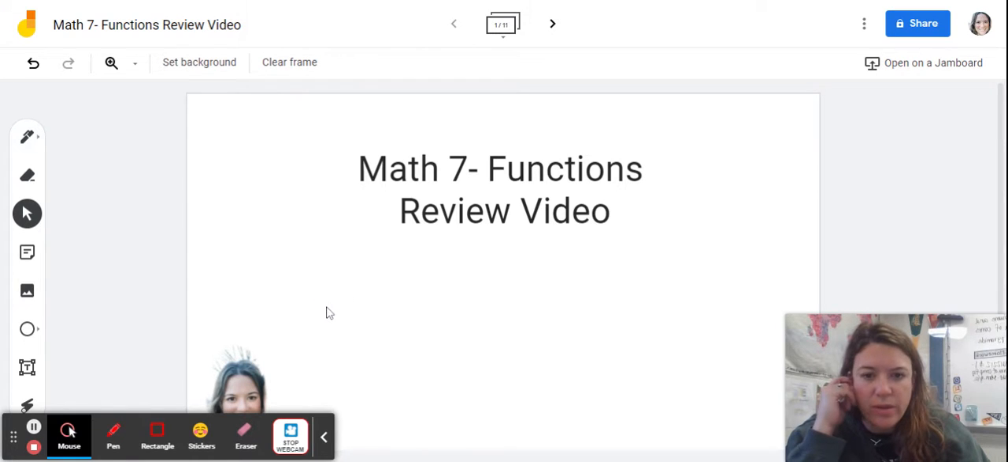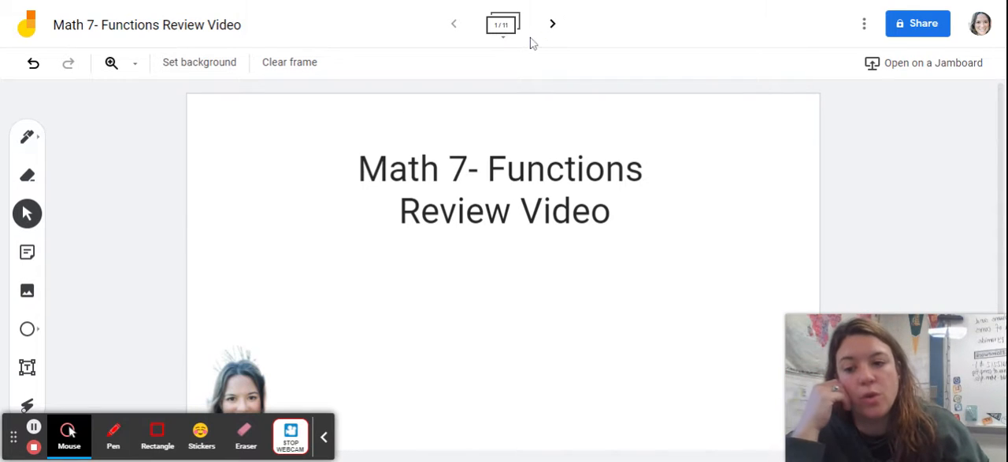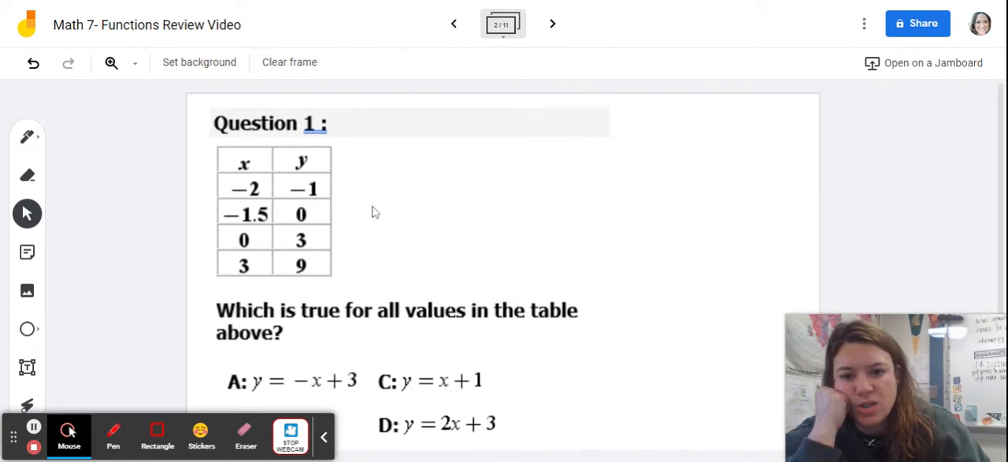Carvalho, and today we're going to go over the first attempt at your functions e-cart and look at some of these questions. So pull up your results so that you can see and compare which questions you missed, okay? So question number 1 asked, which is true for all the values in the table?